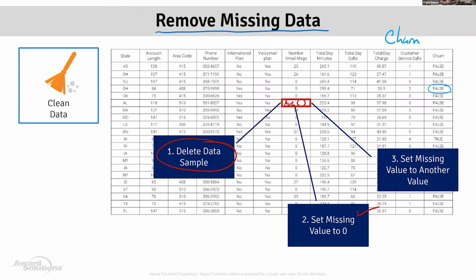So there's our first step. We need to remove any missing data. We need to clean the missing data. We need to either replace it with something else or delete the data samples. Depending on the source of this data, this could be quite a bit of data that we have to do this with.